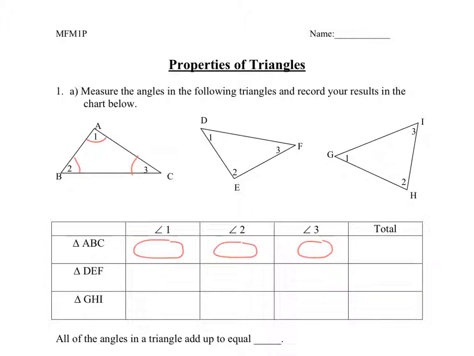And then you could do the same for triangle DEF and finally for GHI. So if you'd like to do this investigation, pause the video and you can try it now. But to summarize our results, once you find the three angles from each triangle, they should add up to 180 degrees. Again, this might be a little bit off because when you measure with a protractor, it's hard to be exact.